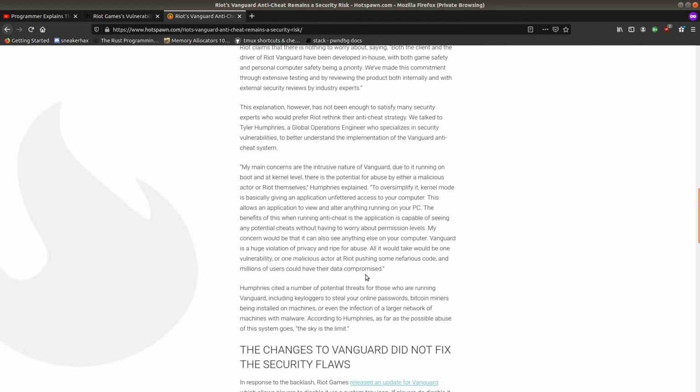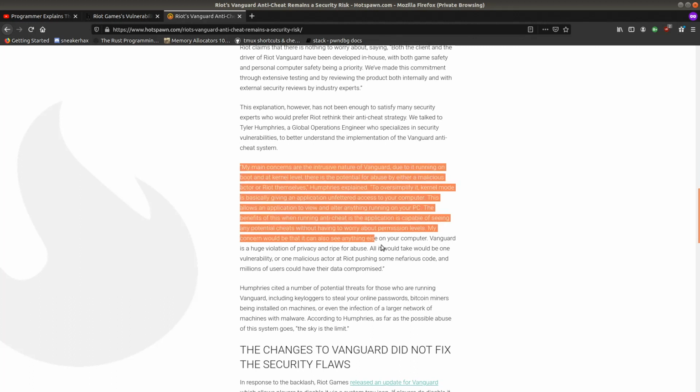So in this, it says, okay, so right here, this block: "My main concerns are the intrusive nature of Vanguard due to it running on boot and at the kernel level. There is a potential for abuse by either a malicious actor or Riot themselves," Humphreys explained. "To oversimplify it, kernel mode is basically giving an application unfettered access to your computer. This allows an application to view and alter anything running on your PC. The benefits of this when running anti-cheat is the application is capable of seeing any potential cheats without having to worry about permission levels. My concern would be that it can also see anything else on your computer.